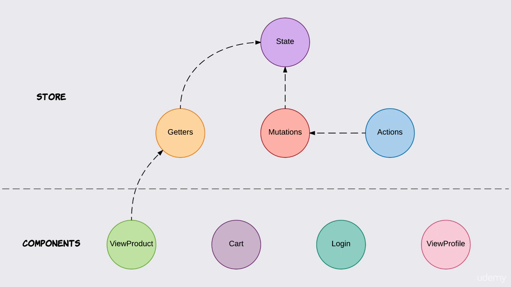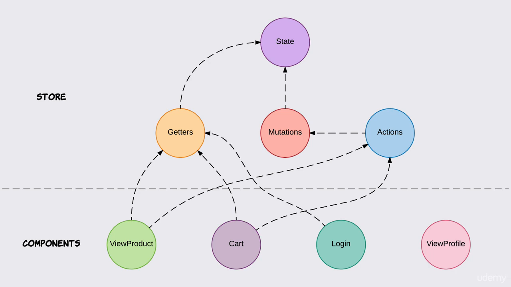The Product component would retrieve a product from a getter and add it to the cart by dispatching an action. The cart component would retrieve information about what is currently in the cart through a getter. When increasing or decreasing product quantities or checking out the cart, actions would be dispatched. A login component is responsible for displaying the login form and handling the login. It would retrieve the current login status from a getter and dispatch an action for logging in. Finally, a Profile component would retrieve information about the currently logged in user from a getter.